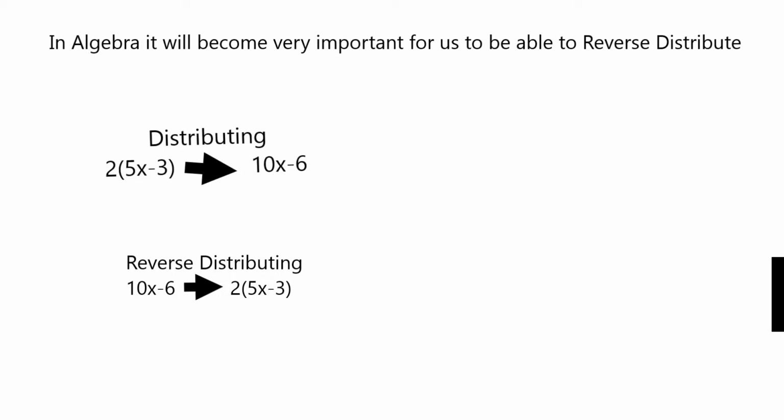Distributing is what we want to do when we multiply something in front of parentheses. Reverse distributing is when we take an expression and want to write it with something actually in front of the parentheses. Literally, a reversal of the distribution process.